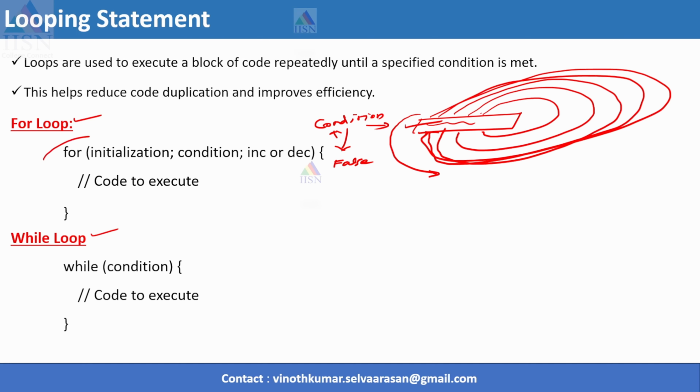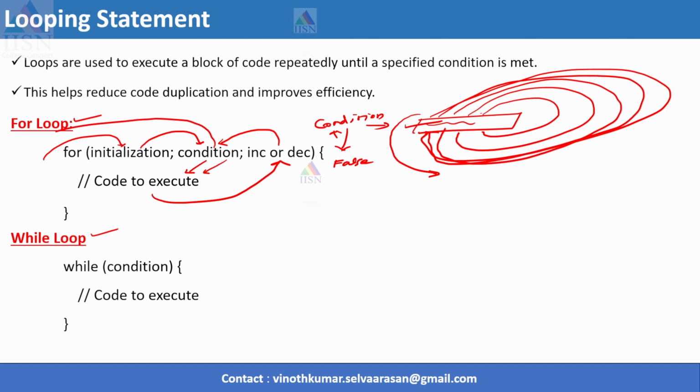First, it is going to initialize the values. Once the initialization is done, it is going to check the condition. If the condition is true, it is going to execute the block of code. After executing this code, it proceeds to the increment or decrement operation. After performing the increment or decrement, it again checks the condition. If the condition is again true, it executes the block of code.